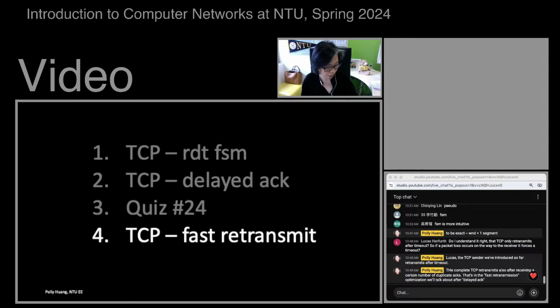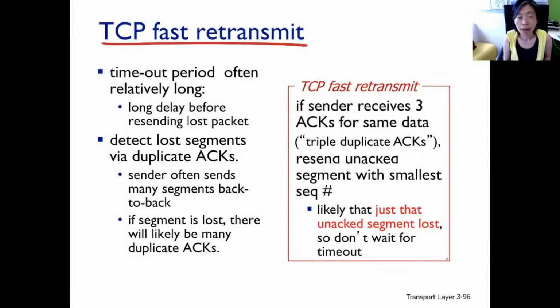Let's come back to the lecture. So next is the final piece of TCP: fast retransmission because of receiving duplicate ACKs. Last is the fast retransmission mechanism. In order to explain why we need fast retransmission, let's go back a little bit.